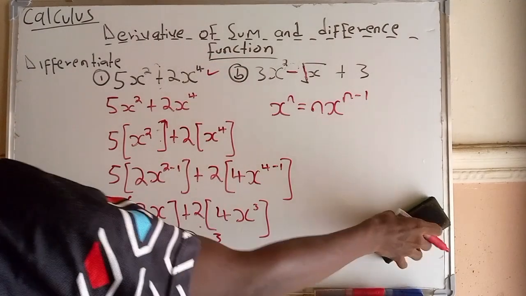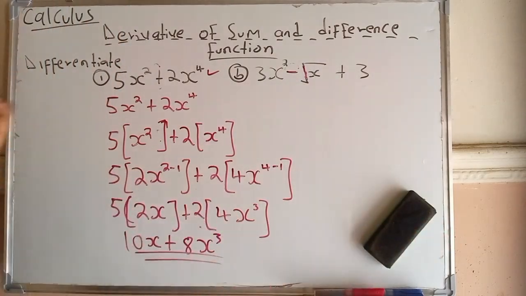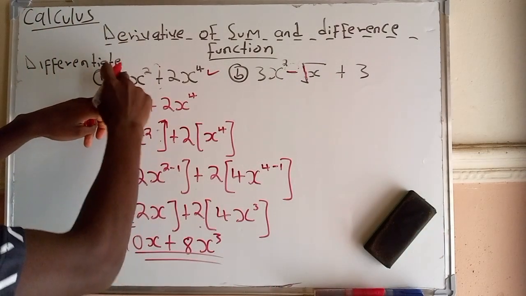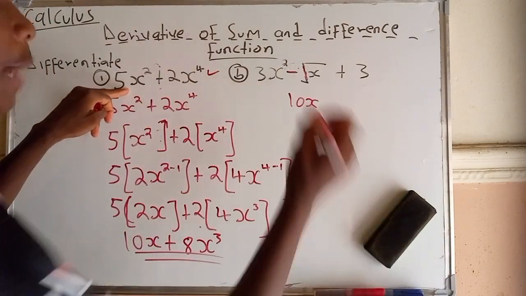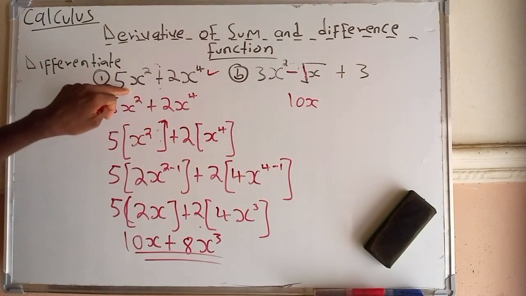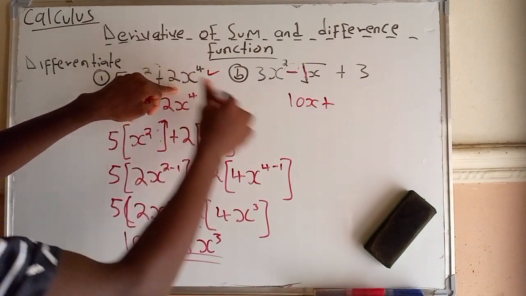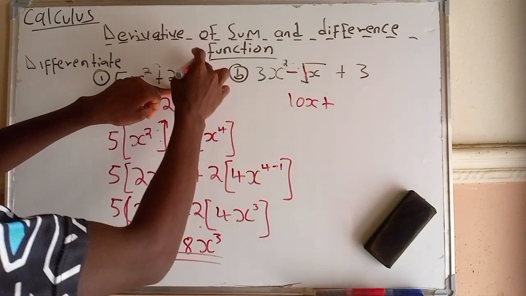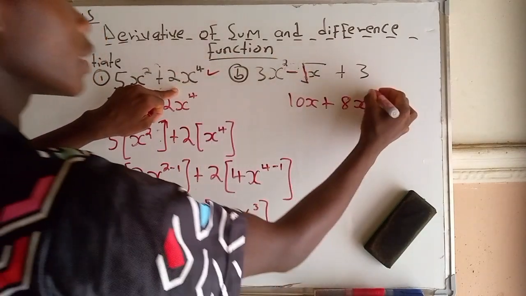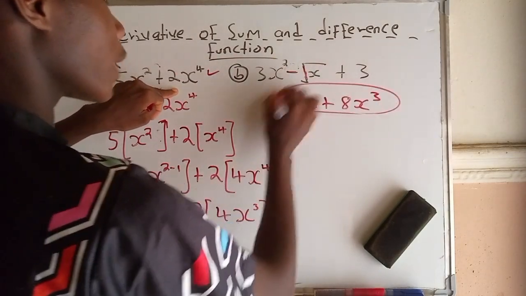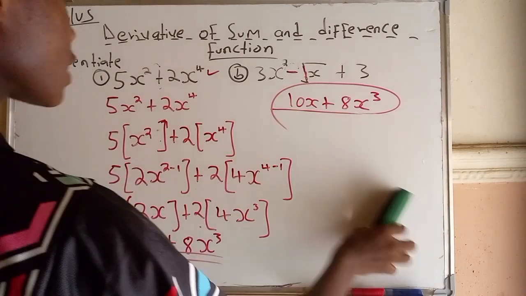If you want to be smart, you can just use this method. You say 5 multiplied by 2 is 10x, and 2 minus 1 is 1, which is the same thing as 10x. Then plus 2x power 4: 4 times 2 is 8x, and 4 minus 1 is 3. So we have the same answer here and here. Okay, let's see the second question.